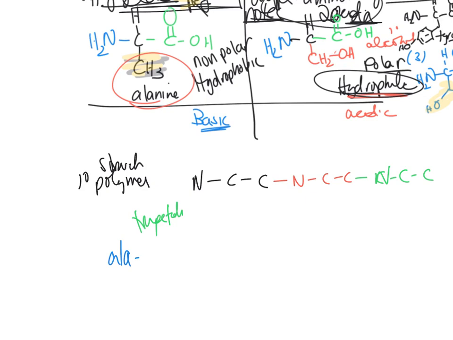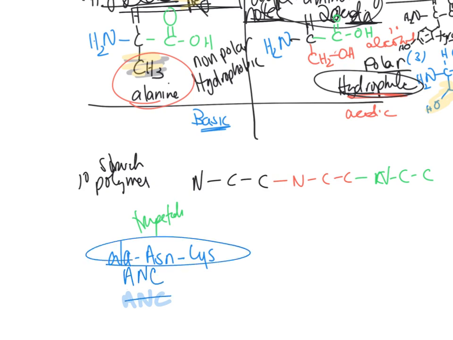Let's do ASN, that's asparagine, and let's do CYS, which is cysteine. Sometimes you can also have these as one-letter codes, so alanine would be A, asparagine would be N, and glutamine would be Q, or not Q, we don't want glutamine. Cysteine is C. So you'll either get them listed as A and C, or you could get dashes like this with the three-letter code.